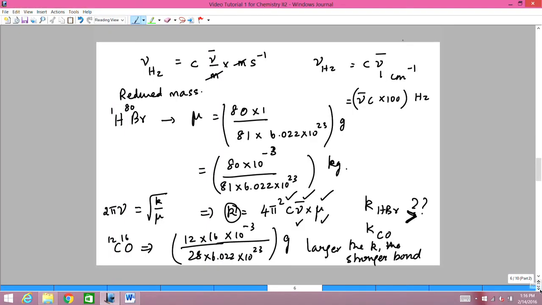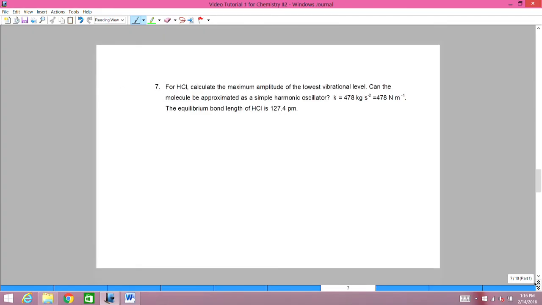Now, the next problem is something very similar. For hydrogen chloride, calculate the maximum amplitude of the lowest vibrational level. Can the molecule be approximated as a simple harmonic oscillator? And what are given? You are given the force constant, and since the molecule is given as HCl, you also know that the reduced mass can be calculated.